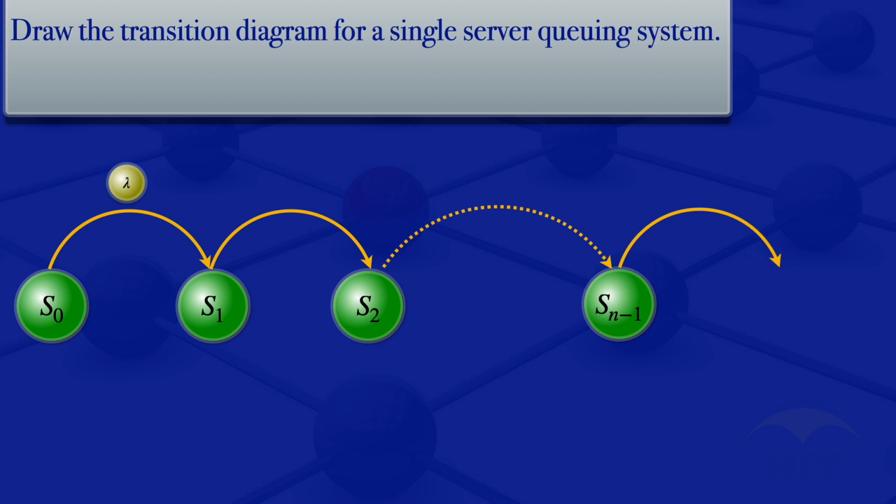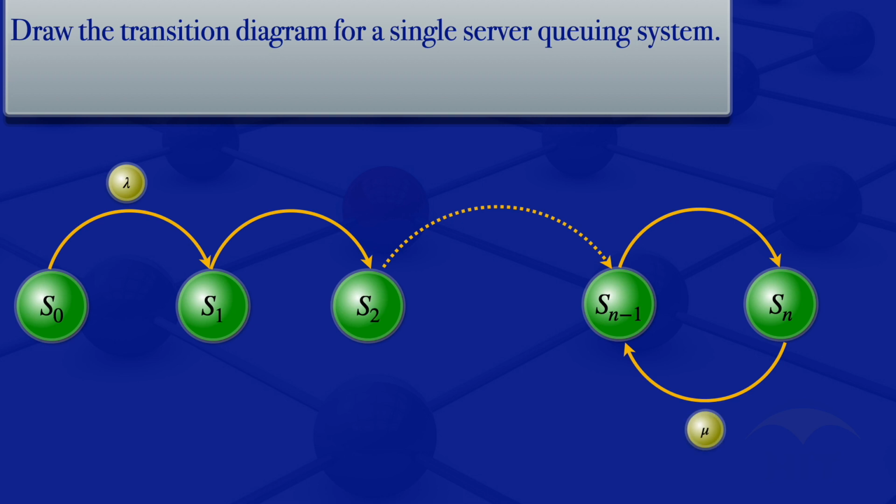which is Sn. So if we are at Sn and a customer is served, we'll go back to the one which is before it. So we'll go back to Sn minus 1. And when you are going back, this indicates that the customer has been served. We usually denote the service rate by mu.